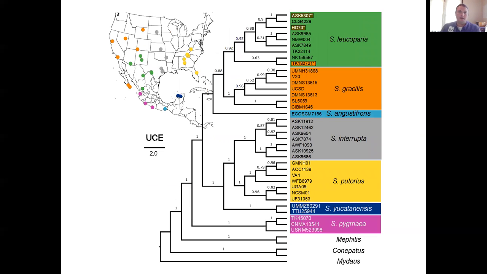So this tree indicates the ultra-conserved element phylogeny, the cladogram based on approximately 3,900 loci, the 60% matrix. And you can see that it recovers 7 unique nuclear lineages with the exception of the loss of the Sonoran clade, although mitochondrially there are 2 individuals that nest within the leucoparia, the desert spotted skunk nuclear genome, as indicated here.